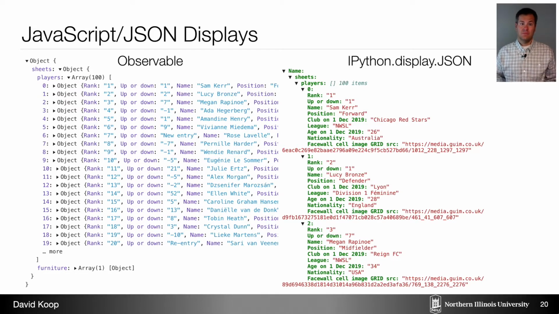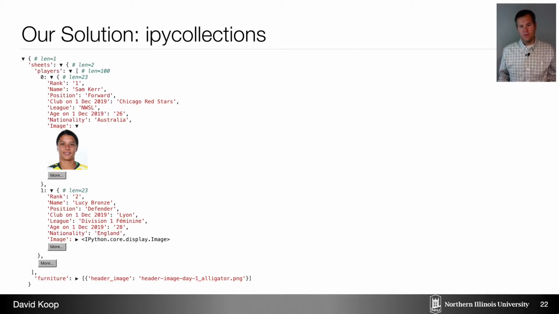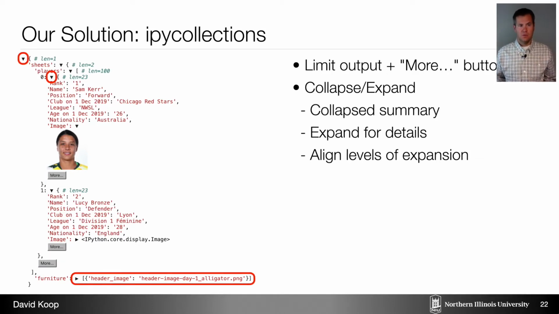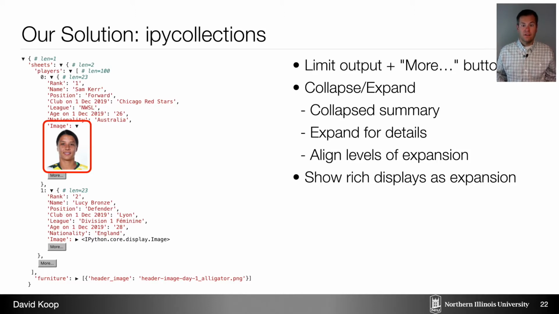Now, our solution tries to take us a bit further and look at all of the rich representations that are available in Jupyter. Here we have limited output plus the ability to load more using this button. We have collapse and expand, where a collapsed summary shows truncated versions of what's in a dictionary or a collection like a list, and you can expand it for details. The levels of expansion are all aligned, so it's easy to figure out where you are in the data. And then finally, we show the rich displays as an expansion. You click on the arrow and you can see the image, you can see the data frame.